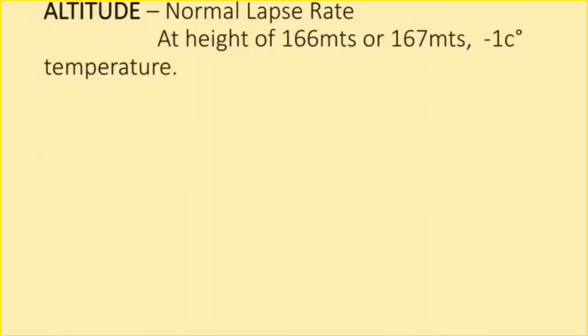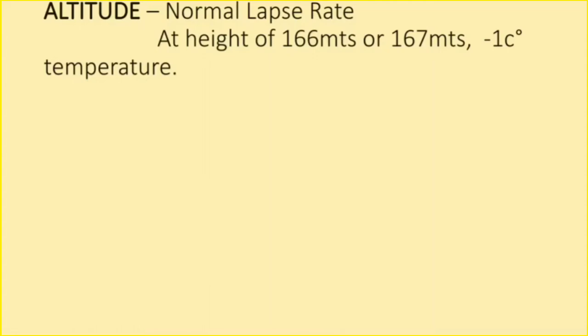Altitude. Altitude is the normal lapse rate. Normal lapse rate means that at a height of 166 meters or 167 meters. Why am I saying this? Because different books have different references for this number. So at a height of 166 or 167 meters, there is a drop of 1 degree in temperature. This process is known as the normal lapse rate.